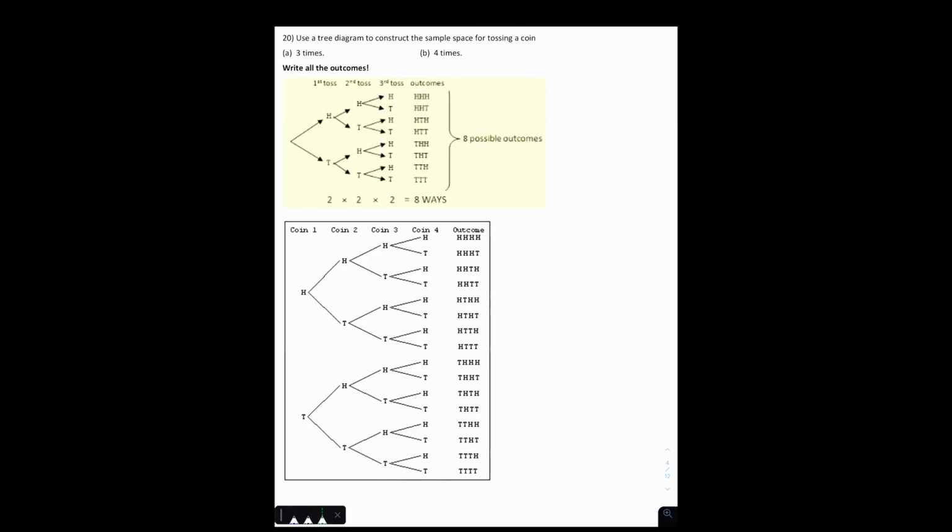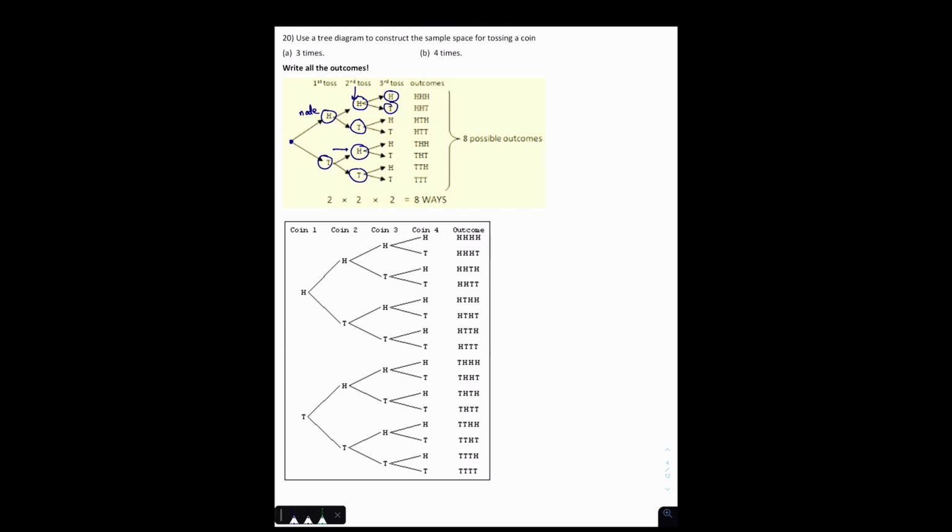All right, let's look at number 20. Use a tree diagram to construct a sample space for tossing a coin 3 times and 4 times. Let's look at these tree diagrams that I've constructed already. For a 3 coin toss, and we know it's heads and tails, you start with the first one. You toss it, you get heads or tails. And each one of these is called a node. So from this node, for the second toss, you can still get heads or tails. And if your first toss was tails, your second toss again could be heads or tails, and that's how you proceed. And your third toss again could be heads or tails, and that's where you stop.